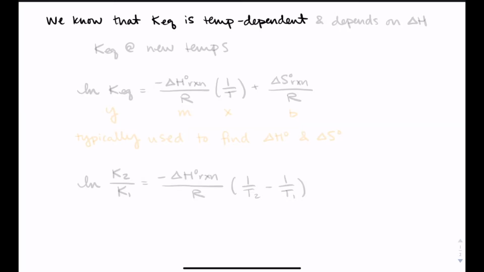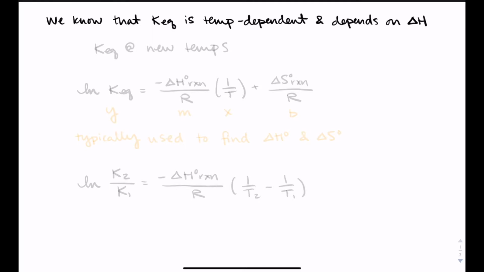So we know that the equilibrium constant is temperature dependent and that it depends on delta H. So with all of this combined, we have a way to find the equilibrium constant at new temperatures. I'm going to give you two equations for this. There's a 1-point version and a 2-point version.